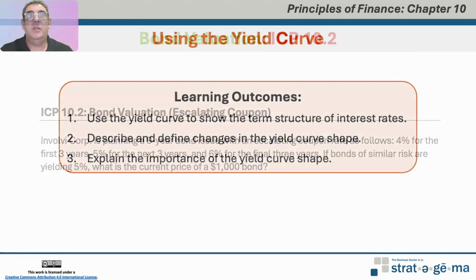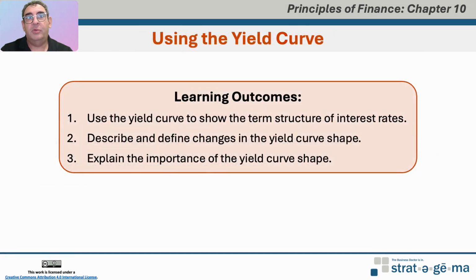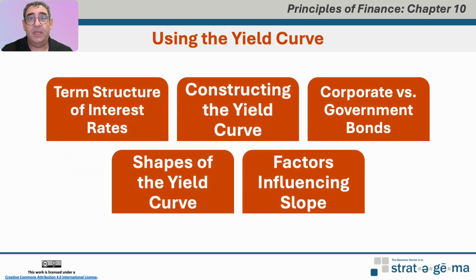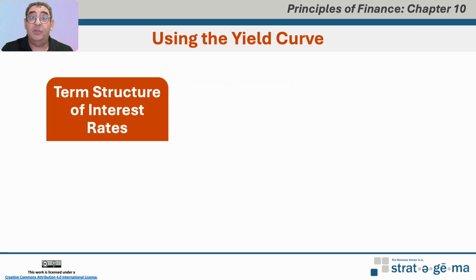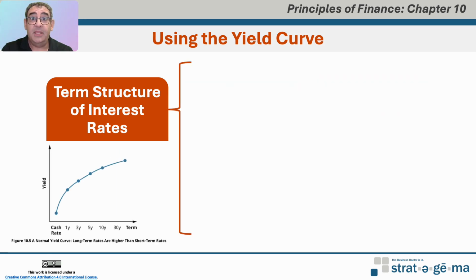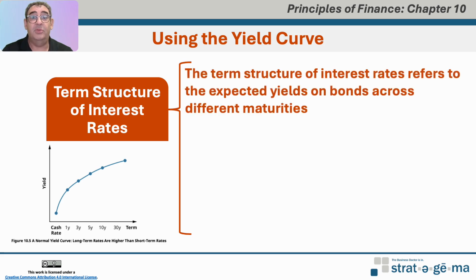All right, now let's talk about yield curves. So here's where we're going to use a yield curve to show the term structure of interest rates. We'll look at changes in the yield curve shape and the importance of the shape of the yield curve. And included in this conversation will be corporate versus government bonds and some factors that influence the slope of the curve. The term structure of interest rates refers to the expected yields on bonds across different maturities.